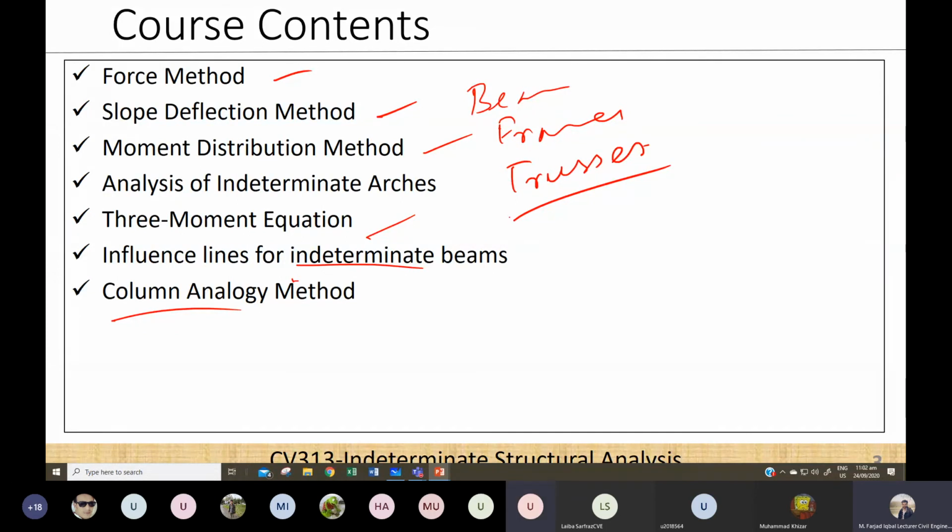Sir, tell us the difficulty level. Difficulty level is obviously a bit higher because it says 300 level course, so difficulty level is a bit higher.